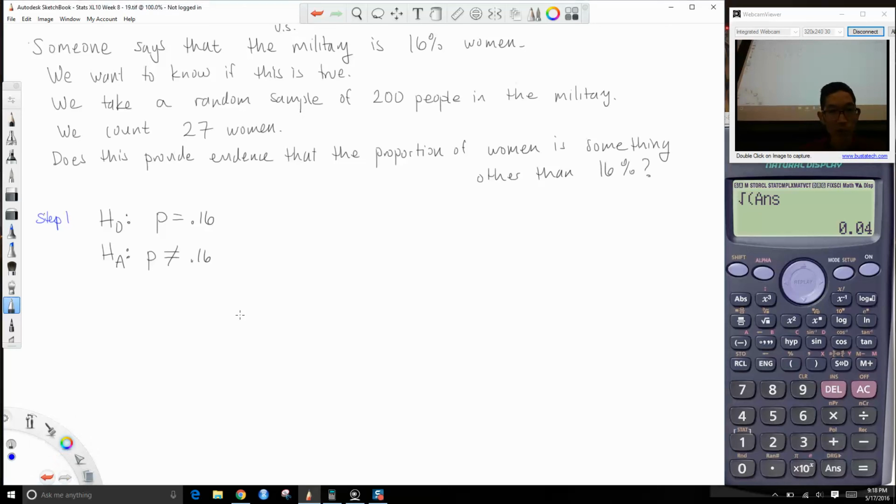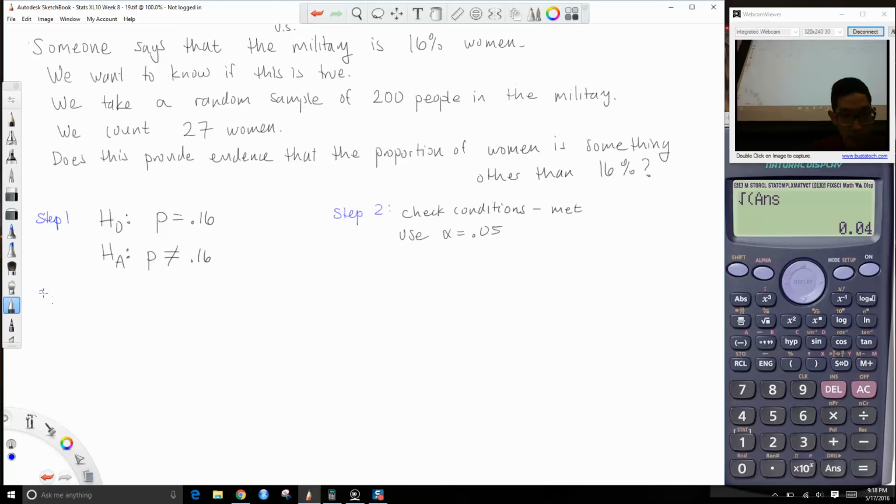All right, step 2, we would check our conditions. Just for the sake of time, I'm going to say your conditions are met, okay? But you guys know how to check conditions, right? The military is more than 2,000 people. We have 27 people who are women, over 10 who are women, and over 10 who aren't, okay? And then we'll use alpha equal to 0.05. We could pick a different value, but we'll just go with that, okay?